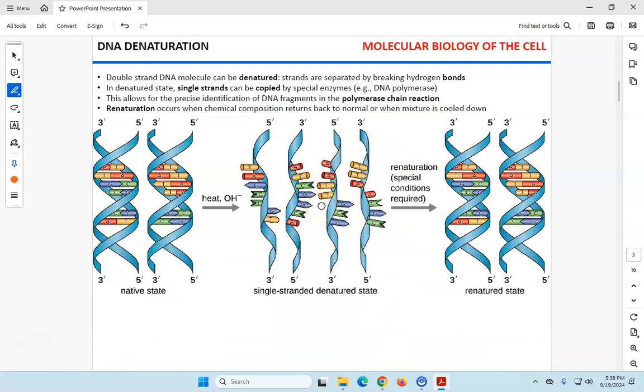Not a lot of information here. Just understand that strands can be separated. You can break down those hydrogen bonds. And that is essential for reading the information because the information is written in those bases. This process of strand separation is called denaturation.